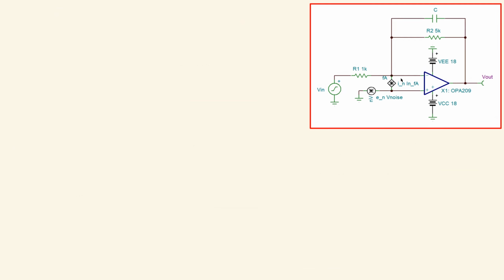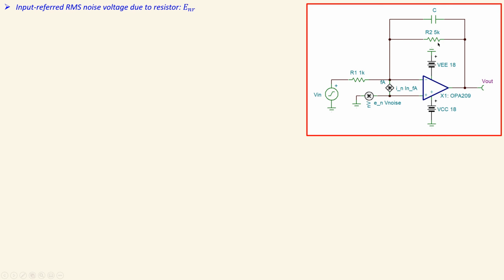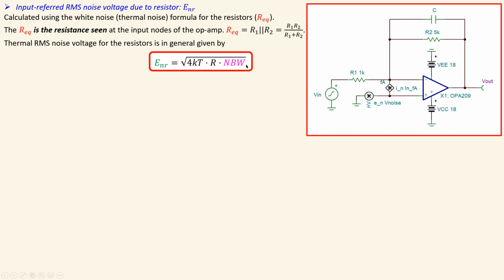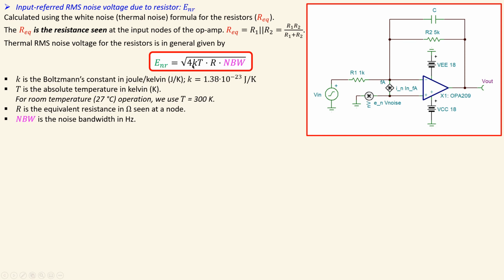Now we will look at the third part, which is then considering only the R1 and R2, only of course using the white noise. So it will be calculated using white noise or the thermal noise formula for the resistors. In this case we have of course R1 and R2, and that is our parallel combination, which is seen by this node. Okay, the thermal noise RMS voltage for the resistors in general is given by this expression. Now we need to of course discuss what the parameters in here are.